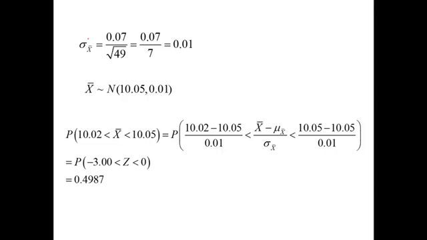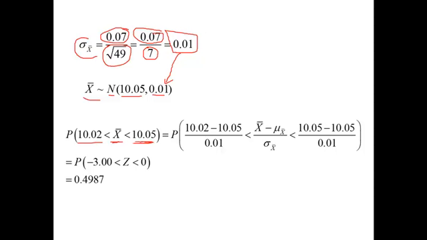Okay, so our standard error of the mean is the standard deviation of the original random variable divided by the square root of the sample size, so it's 0.07 divided by 7. Okay, so it's 0.01. And so the sample mean is normally distributed with a mean of 10.05 and a standard deviation of 0.01. Okay, what's the probability that x bar is between 10.02 and 10.05?